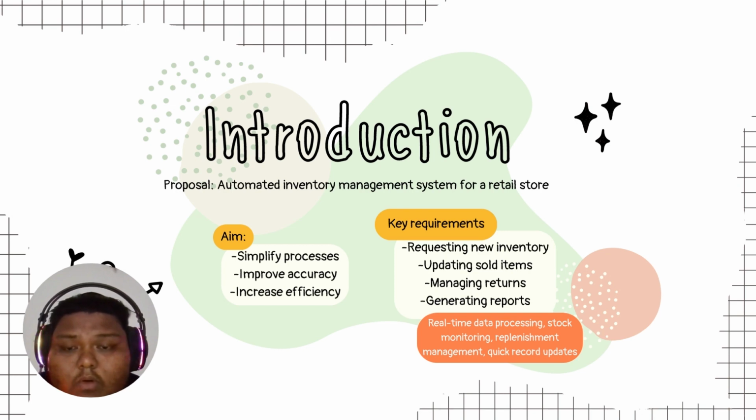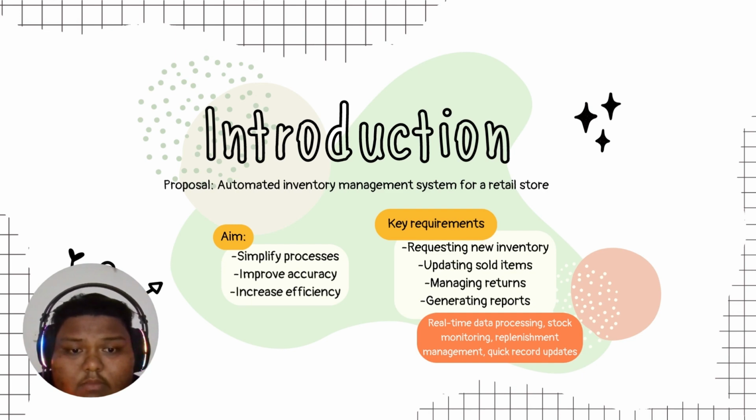So the aim or the target of this system is to simplify process, improve accuracy and increase efficiency. So for the key requirements, we need to request the new inventory, which is the store employees or the admin can request new inventory. Also, the store employees can update sold items to retrieve the data, manage returns and generate reports.